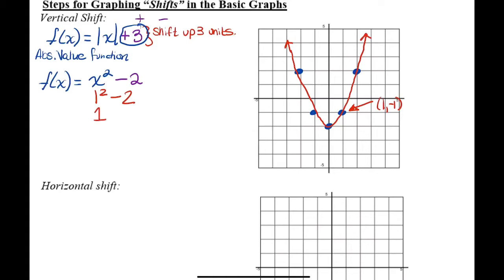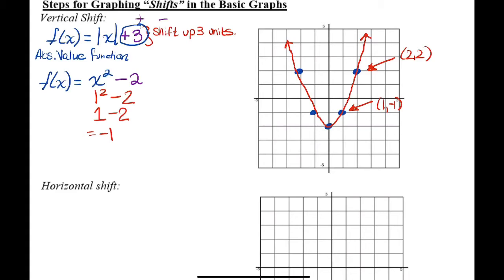1 squared is 1, and 1 minus 2 is -1. So that works perfectly. Right here, I could try another point. Does that point check off? That's (2, 2) right there. Let's check that.